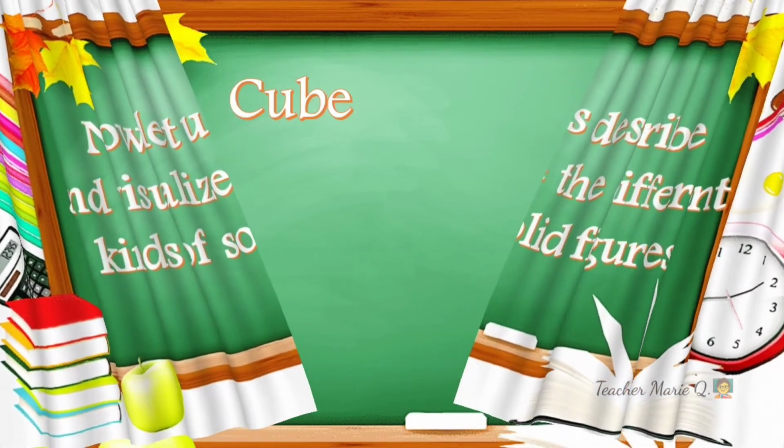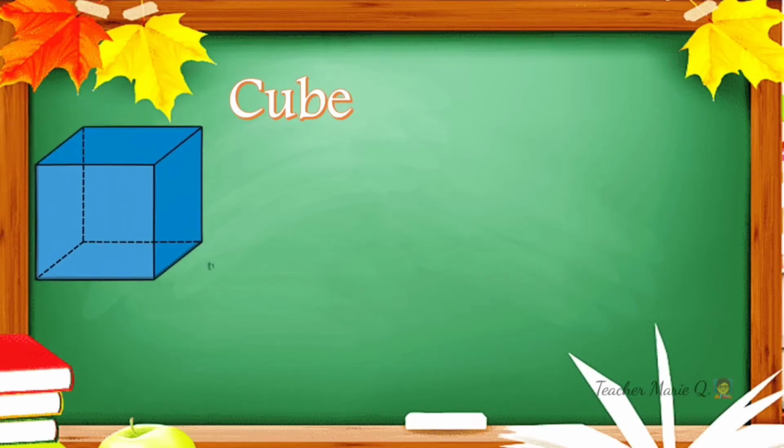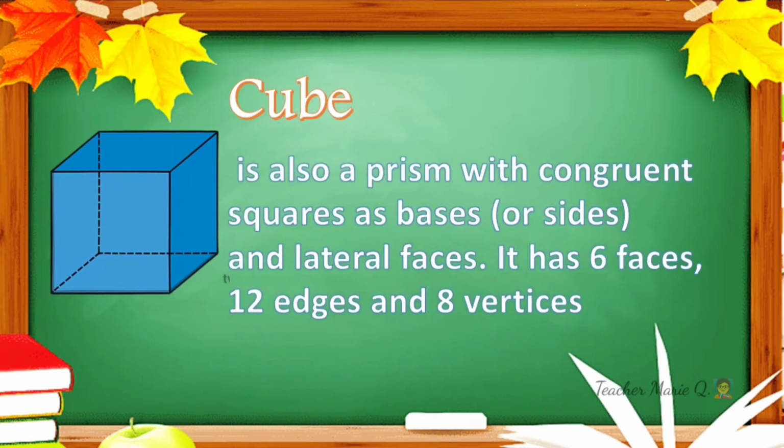Let's start with a cube. What is a cube? A cube is also a prism with congruent squares as bases or sides and lateral faces. It has 6 faces, 12 edges, and 8 vertices.